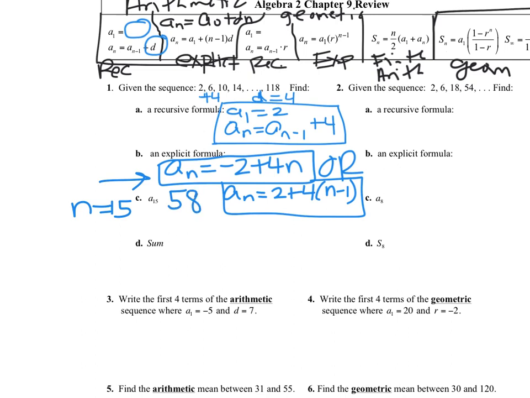Okay, now take a look at the last one. The last one is asking for the sum of this up here: 2 plus 6 plus 10 plus ... to 118.